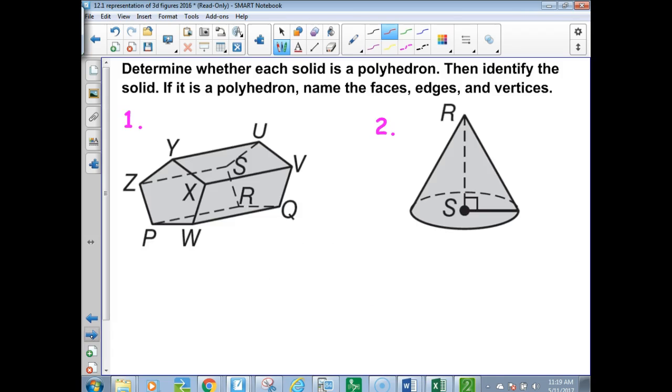Determine whether each solid is a polyhedron, then identify the solid. If it is a polyhedron, name the faces, edges, and vertices. I am not going to have you write down the number of edges for this one. We will count them. I'm going to count the edges for number 1, and then I want you to do all the faces and vertices we'll do for number 4. Number 1, is it a polyhedron? That's what we're determining first.